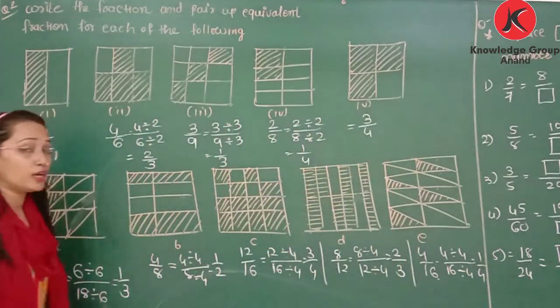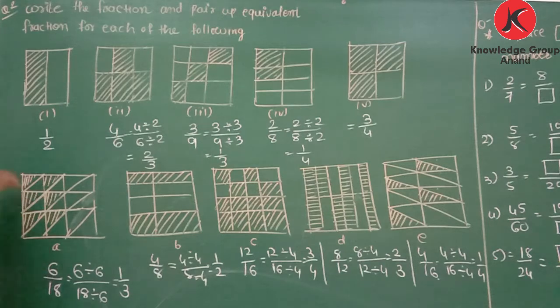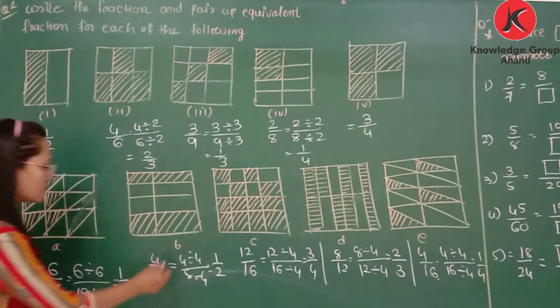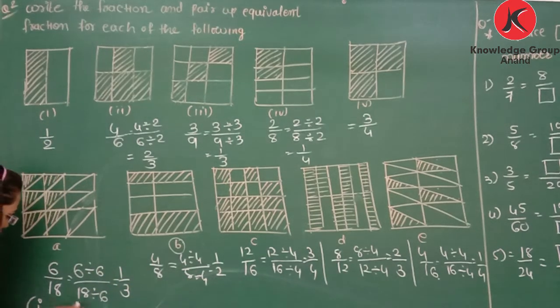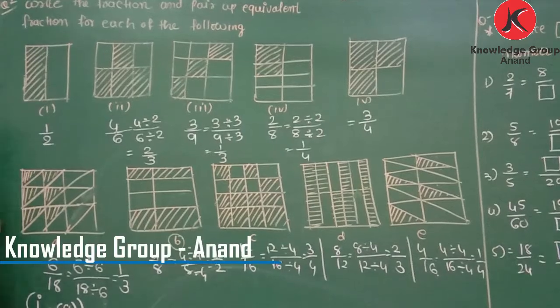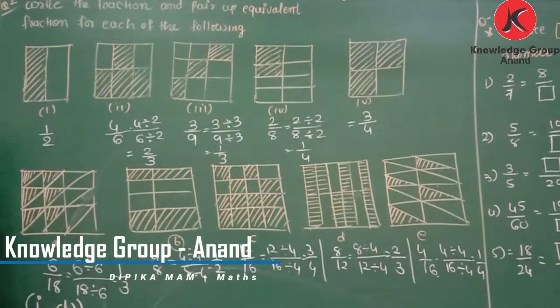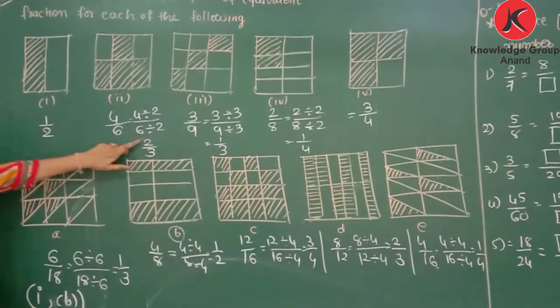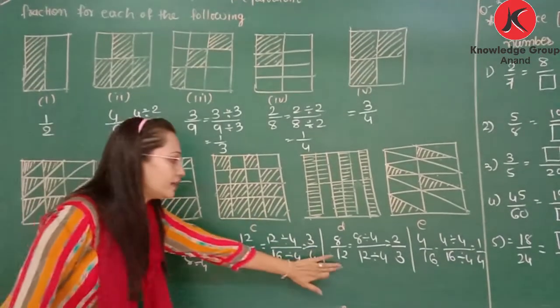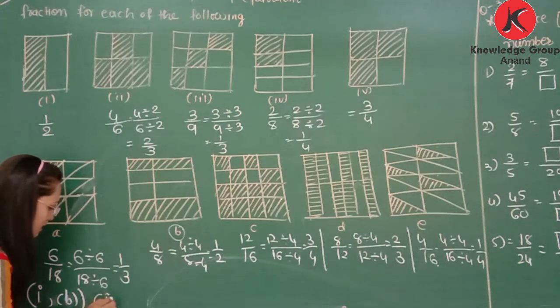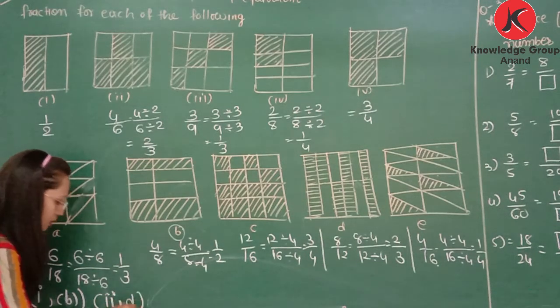Now pair the equivalent fractions from this. So 1 by 2, that is our first figure, and below among all these figures, which fraction is 1 by 2? You can see here B is 1 by 2. So 1 and B are an equivalent pair. Now for the second, 2 by 3. Is there any figure with 2 by 3? Yes, it is D. So the second pair is the second figure and D.